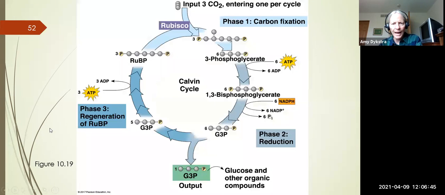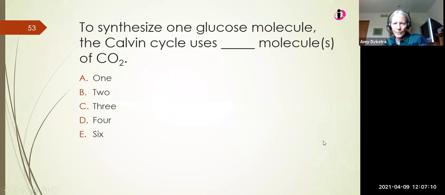Let me go back to this figure again. Can you guys read this up here that says CO2? 3 CO2s. So if you put in 3 CO2s, you're going to get 1 3-carbon molecule. To make a glucose, you would have to have 2 3-carbon molecules to combine, so you'd have to have 6 CO2s come in.